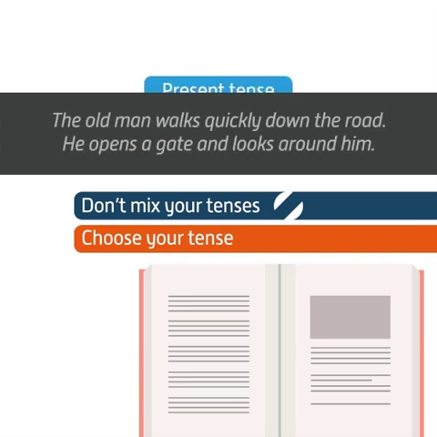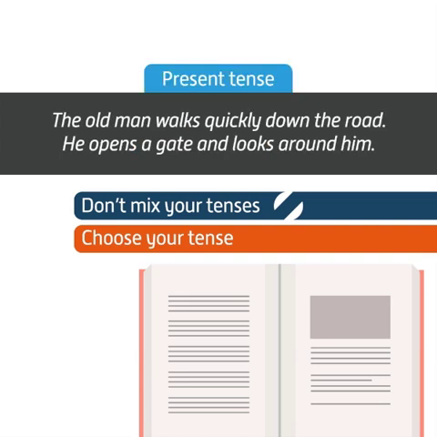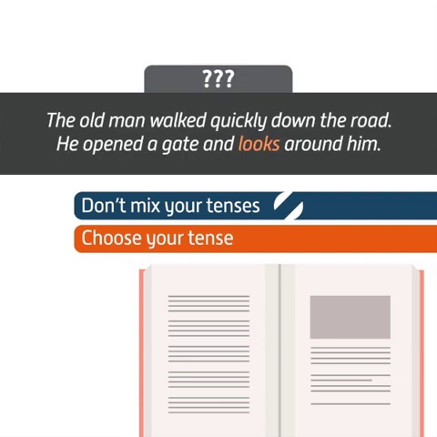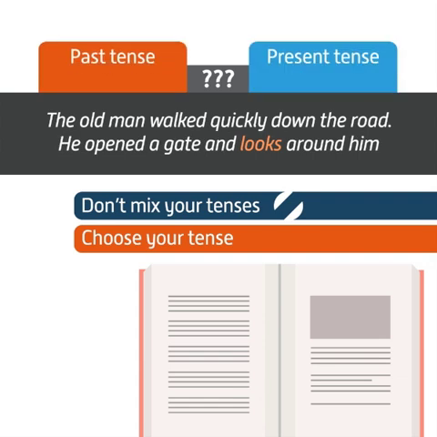You could choose to write this in the present tense by saying, the old man walks quickly down the road. He opens a gate and looks around him. However, if you said, the old man walked quickly down the road, he opened a gate and looks around him, you would lose marks. This is because the sentence switches from past to present tense at the very end. Try to avoid these kind of errors.